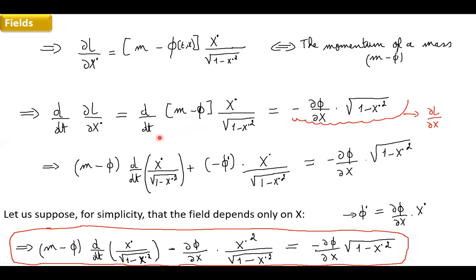Okay, so here we take this equality, so it's m minus φ. It's like you are doing the derivative of u times v. It's u prime v plus v prime u, any regular derivative of the product of two quantities. So d/dt of this quantity, it's m minus φ times d/dt of the second quantity, ẋ over the radical of 1 minus ẋ squared, plus the derivative of the first quantity, it's minus dφ/dt or minus φ dot, times the second quantity ẋ over radical 1 minus ẋ squared. So it's the derivative of uv, u prime v plus v prime u, which is equal to ∂L/∂x, minus ∂φ/∂x radical of 1 minus ẋ squared.